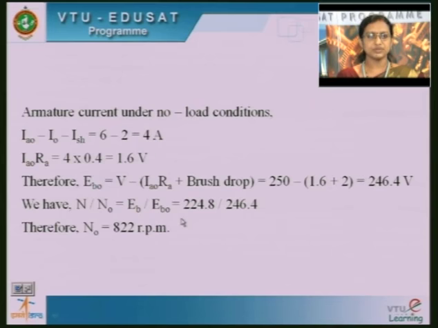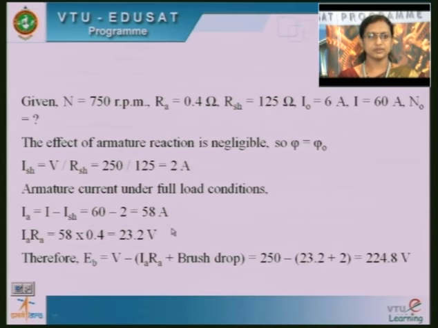Now, you have to use that value in calculation of this resistance drop. So, that is IARA. We have the armature current 58 ampere multiplied with the armature resistance 0.4 ohm, we are getting 23.2 volt. And we have the equation for back EMF, EB is equal to V minus IARA plus brush drop. When you are substituting this, we are getting EB is equal to 224.8 volt at full load condition.